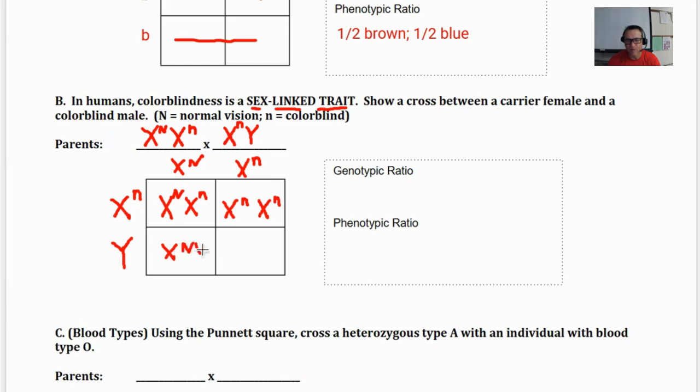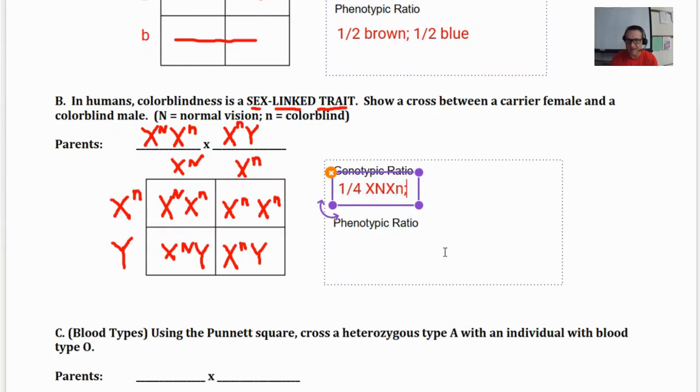X big N for mom, Y nothing from dad. And this will be a colorblind female, X little n, Y nothing. All right, genotypic ratio, just count them up. Top left, I see X big N, X little n. There's only 1 out of 4 with that genotype. 1 out of 4 will be X big N, X little n.